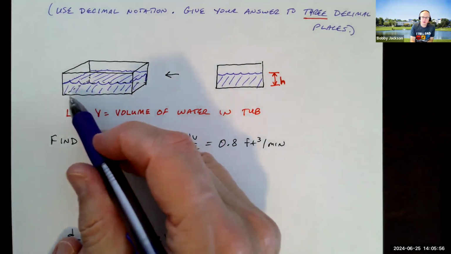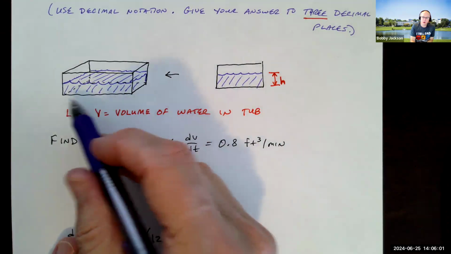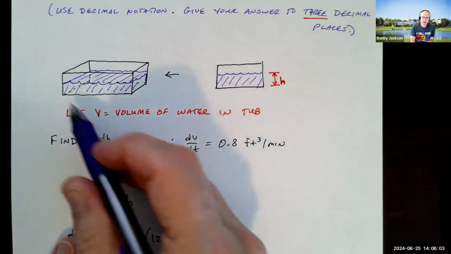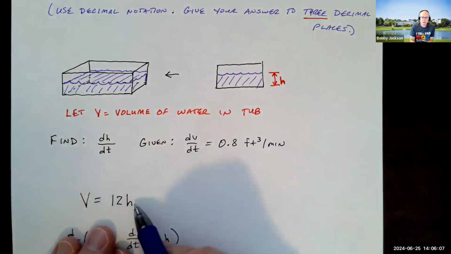And really, for a rectangular solid, typically the volume is what? Length times width times height. Well, we already know the length times the width is the 12, because that's the base area, and then we're multiplying by the height. So there's the simple relationship.